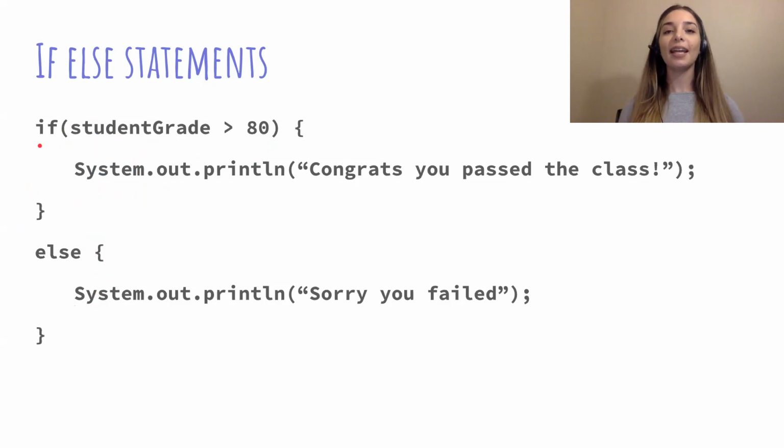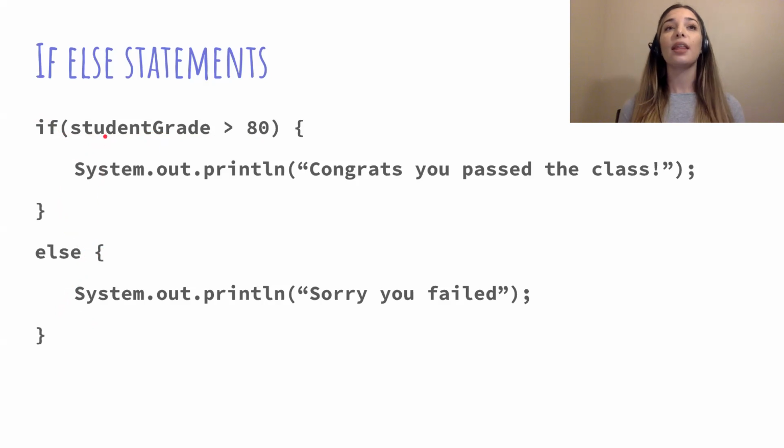If statements can have else statements below them. So an else statement is just the part of the code that happens if the if statement does not happen. So for example, if an if statement's condition evaluates to false, then we will skip this code and we'll jump into the code that's in the else statement.